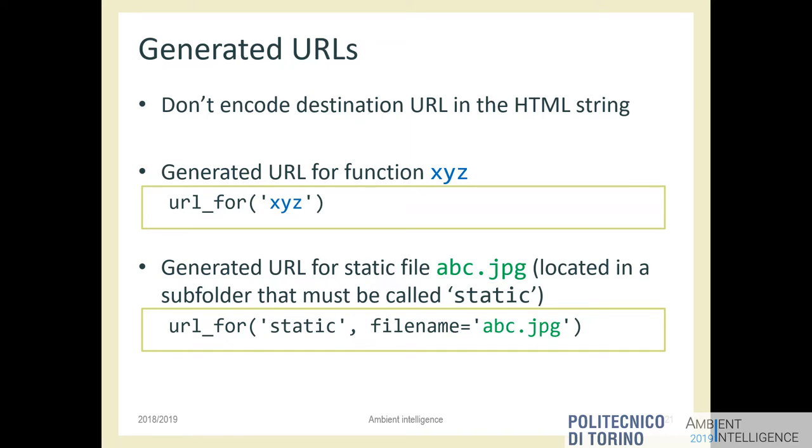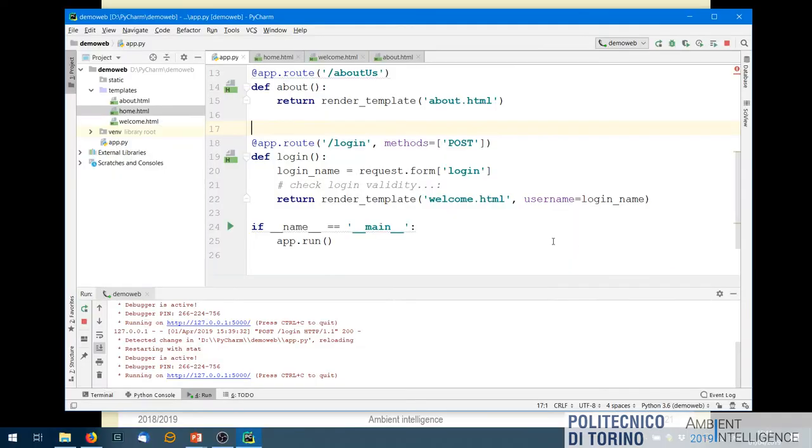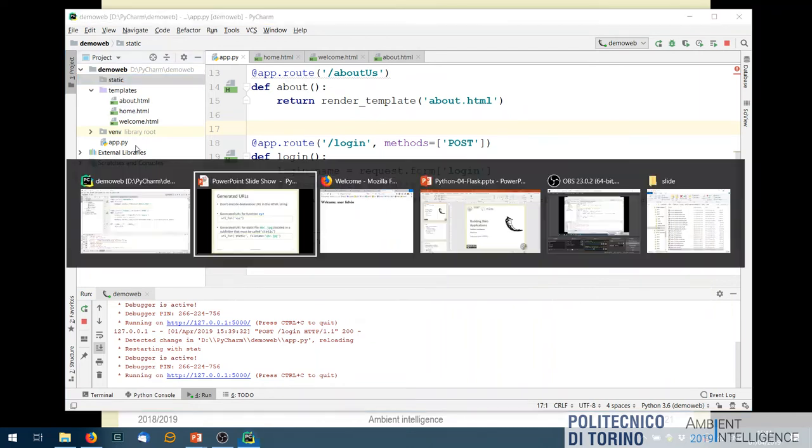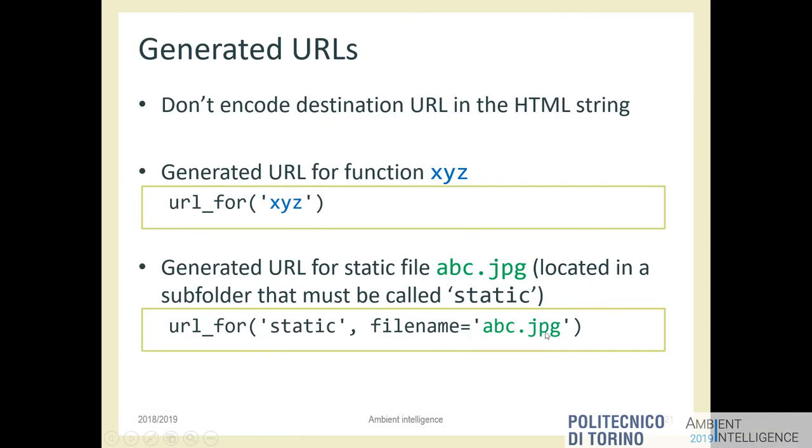url_for, usually here you have the name of the function, the logical name we called it. If for the logical name you use the word static, then it will look into the static folder instead of templates. And then you just have to specify which file name you choose in the static folder.